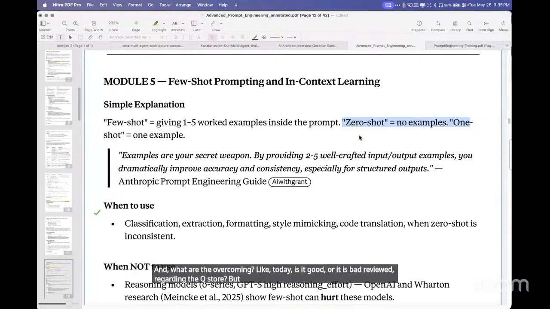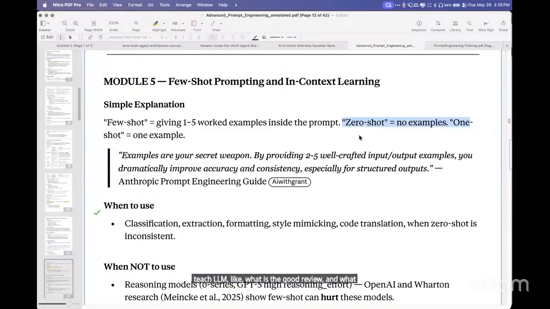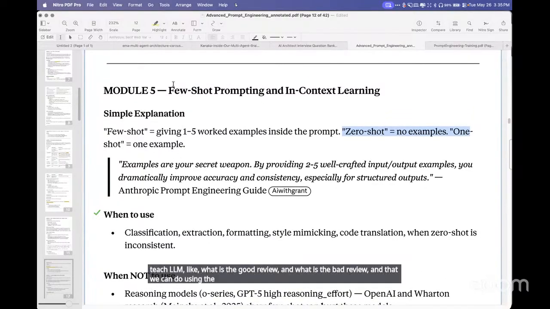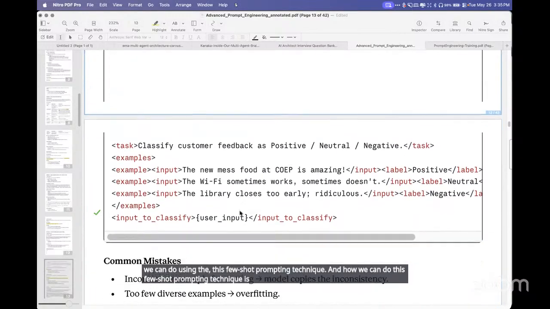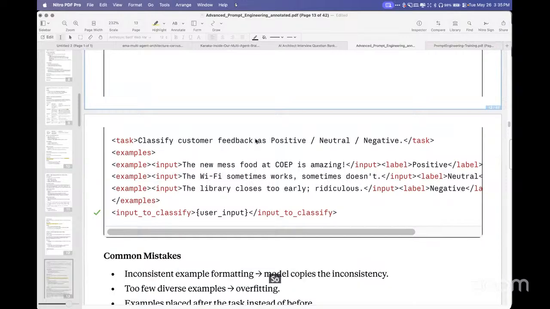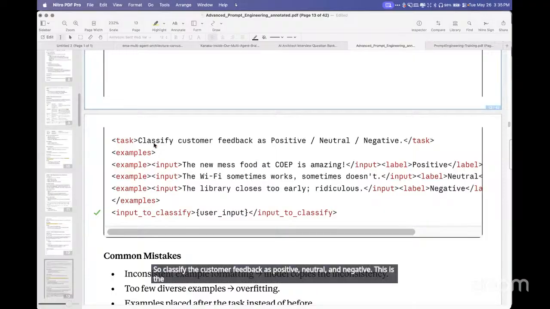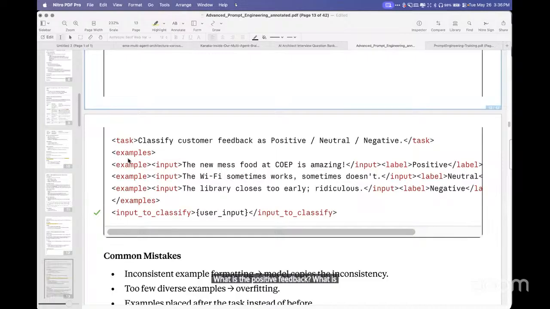But for an LLM, every statement is the same, so we need to teach the LLM what a good review is and what a bad review is, and we can do that using this few shot prompting technique. Here is an example. Classify the customer feedback as positive, neutral, and negative. This is the task for the LLM. Then we provide 3 to 4 examples of what positive feedback, neutral feedback, and negative feedback look like.